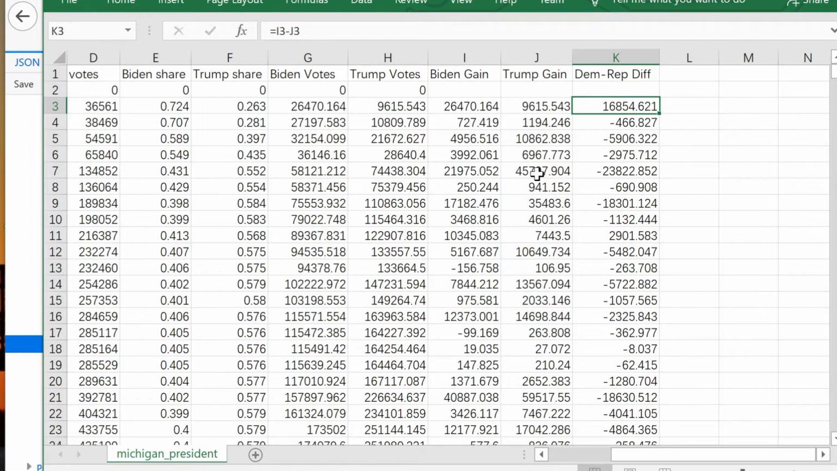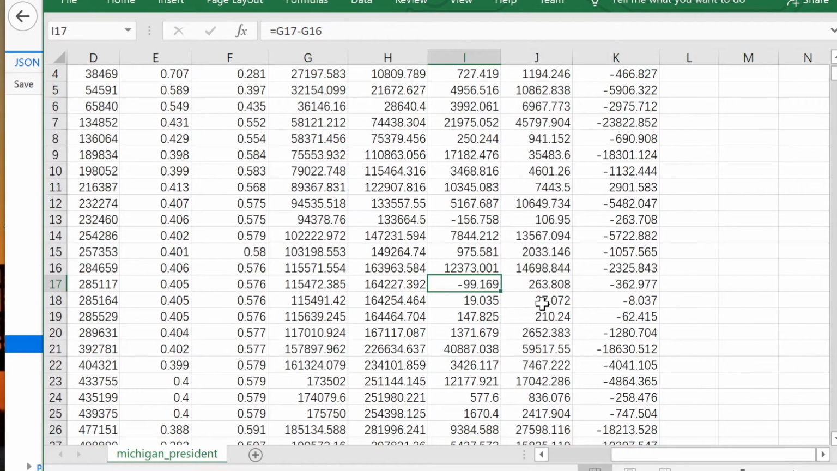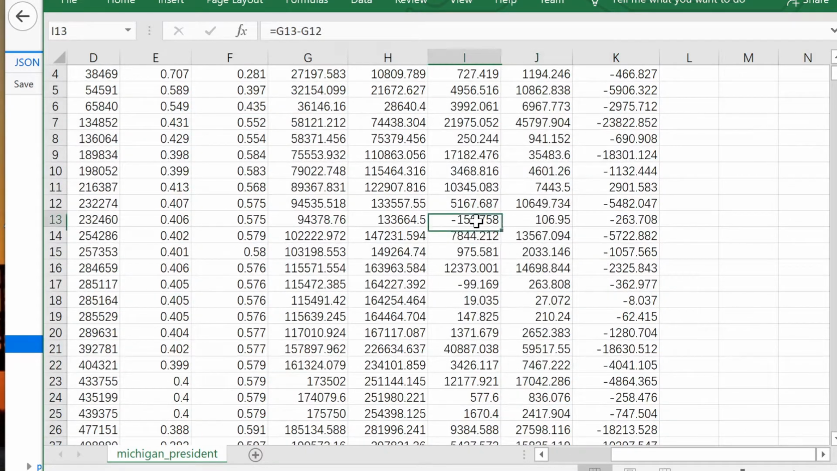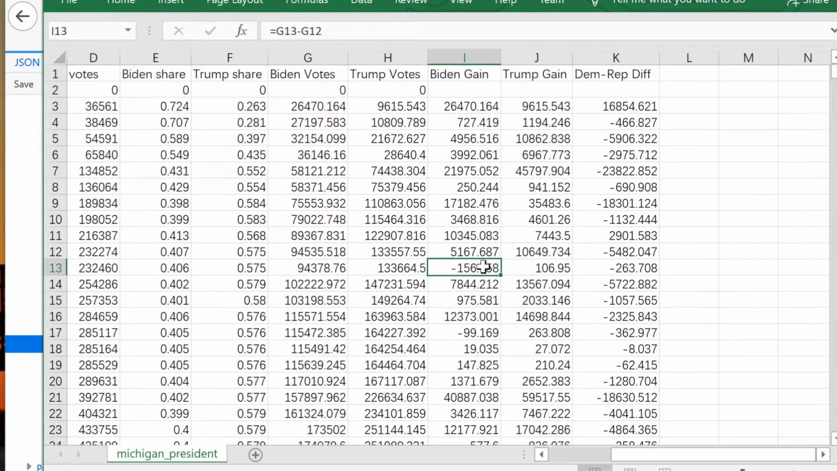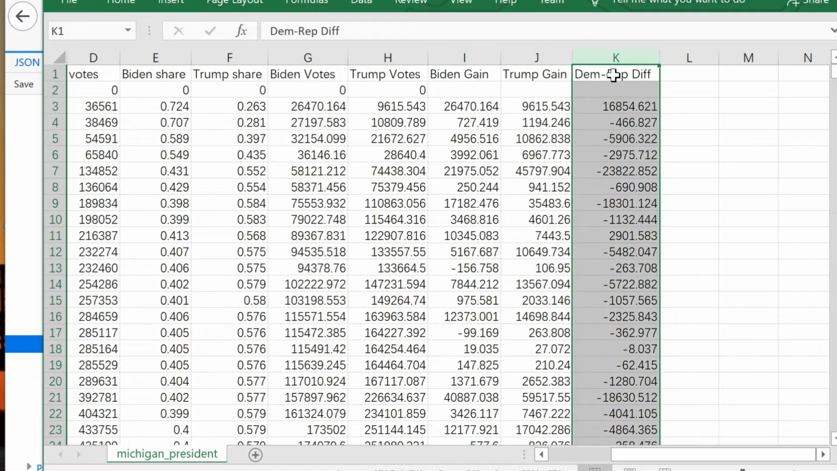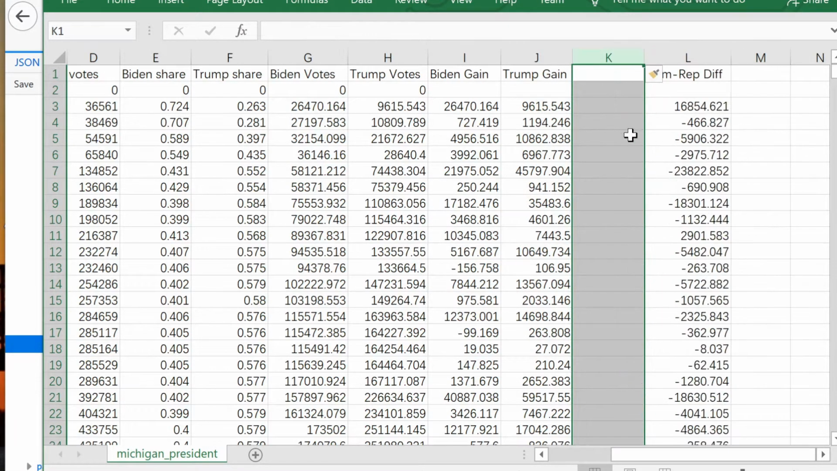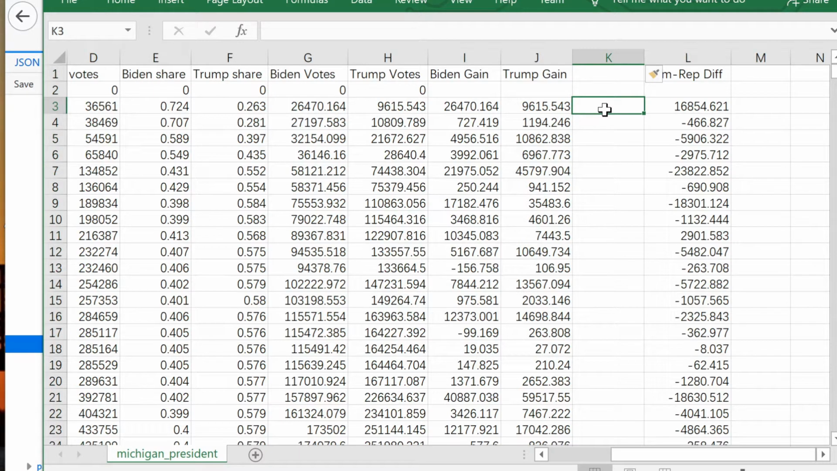So you can just look at this file for anomalies. For example, why is there a negative number? Well, these may not be real. So I'll add one more column. That's resolution.